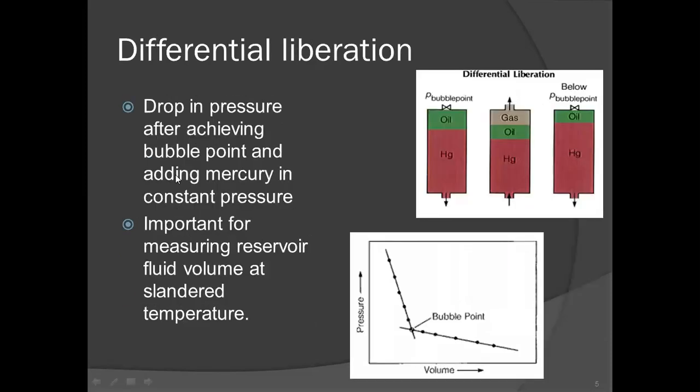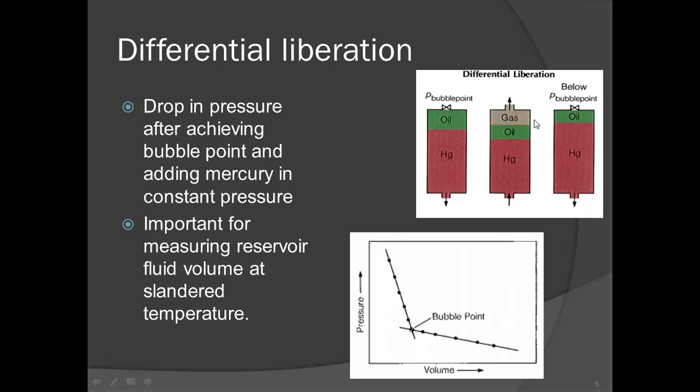The second test is called differential liberation. Basically, flash liberation and differential liberation are very similar. They have a very slight change. Differential liberation is a gradual drop in pressure, and at the end of the differential liberation, the gas and oil will no longer stay in contact. So if you look at the picture, we can see that differential liberation happens after the bubble point, while flash liberation happens before the bubble point.